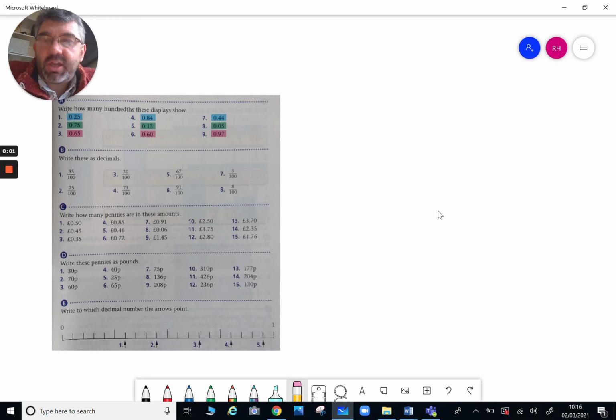But I'd like to take you through some work today on decimals with hundredths. Okay, so if we look at the first part A here, we've got some numbers with two digits after the decimal point. Now, if we were to write that out, what does that mean?